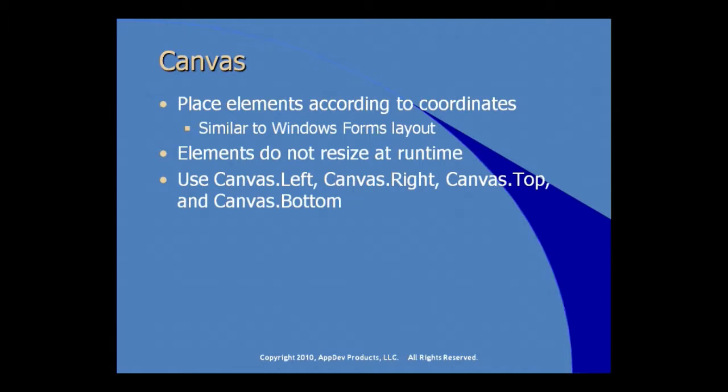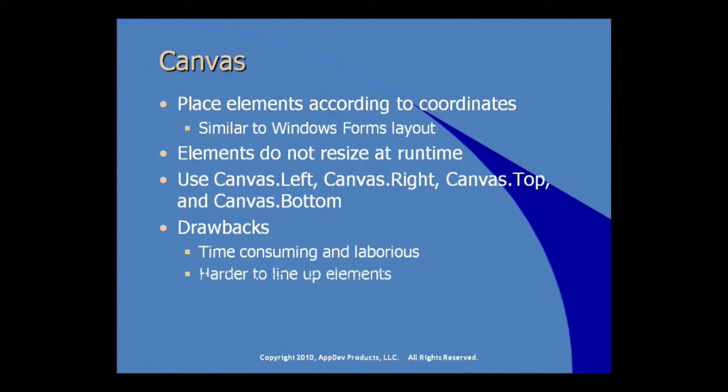And these are pixels relative to the left, right, top, or bottom of the container, which would typically be a window. So the benefit of the canvas is that you can put controls exactly where you want them. The drawbacks are that this can be quite time-consuming and laborious, it's harder to line up elements, and you don't get resolution and size independence, which is one of the big benefits of XAML.